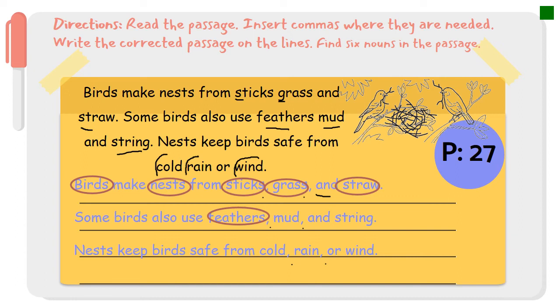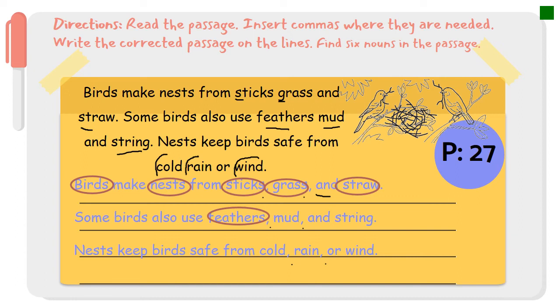Some birds also use feathers, mud, and string. We have the word feathers, mud, and string. You have to put a comma after feathers and after the word mud.